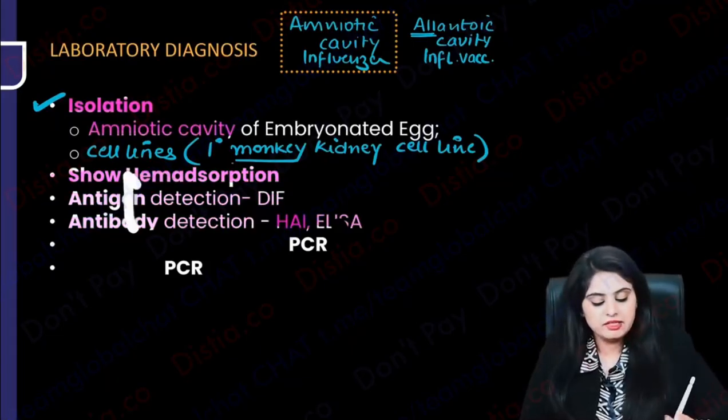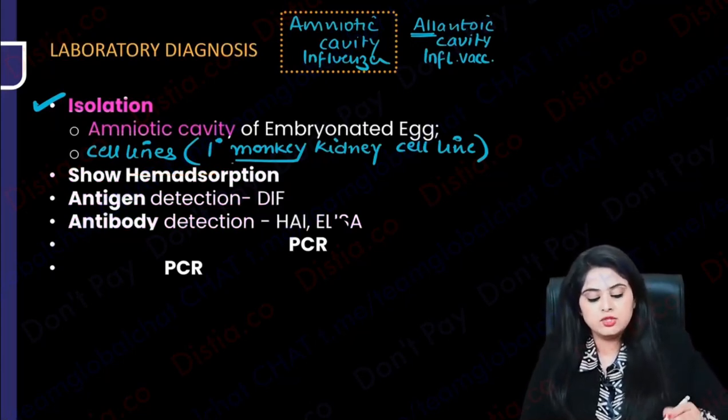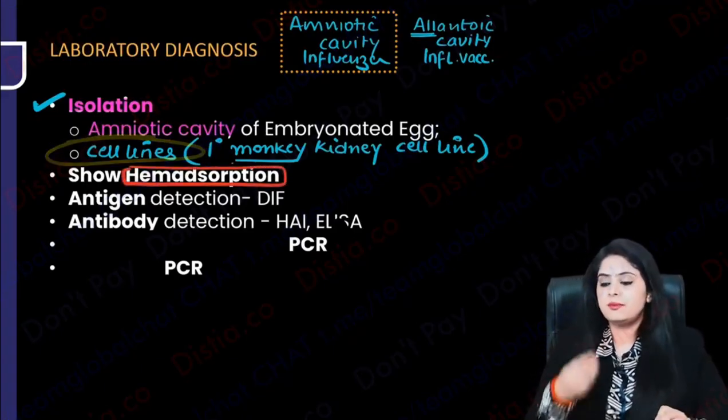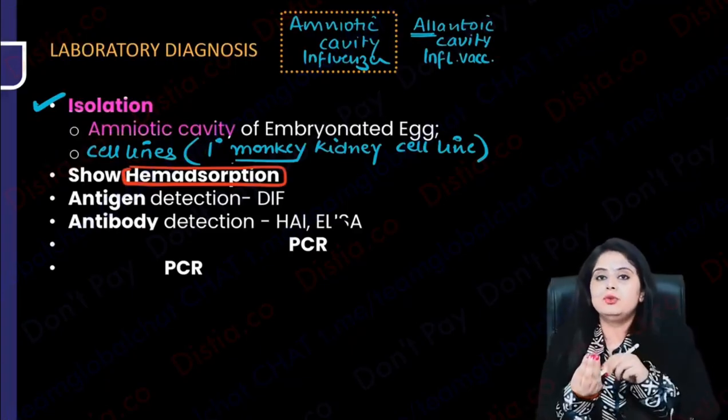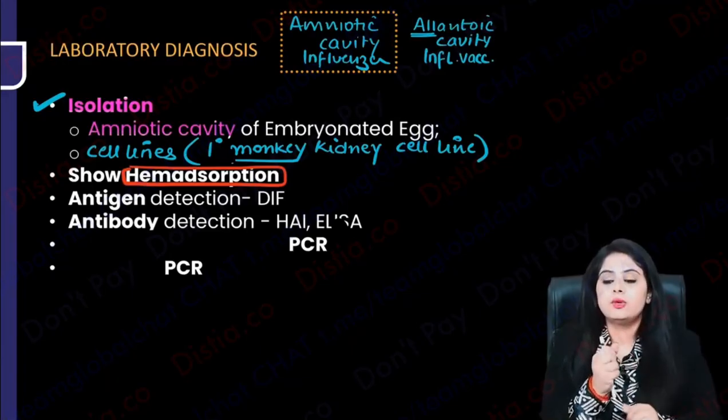So let us study these three things once again. First and foremost, it shows you heme adsorption. Means what? Have I grown it on some cell line? For example, if this is a cell, I tried to grow influenza in it. You will say, ma'am, in the cell line influenza has grown. Don't you think that inside a cell, if influenza has grown, that influenza will start showing?